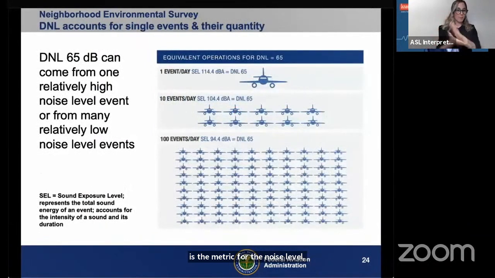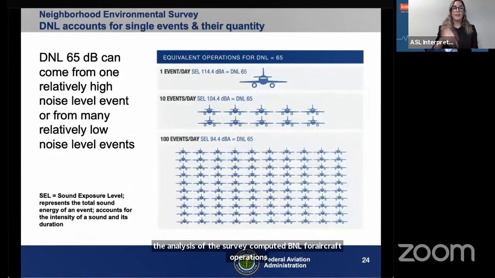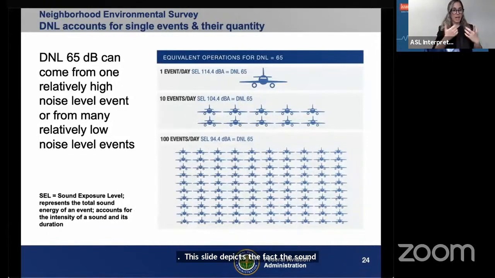This slide depicts the fact that day-night average sound level accounts for the noise level of each event and the numbers of those events during a 24-hour period. It also depicts that because of its logarithmic nature, the same value of DNL can originate from 1, 10, or 100 daily events whose single event sound exposure levels differ by up to 20 decibels.